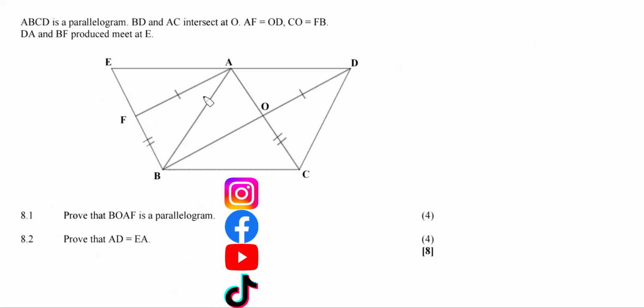See our last question there. ABCD is a parallelogram. BD, ABCD is a parallelogram. So we've got A, B, C, D. It's a parallelogram.